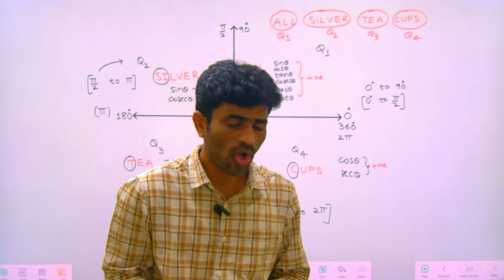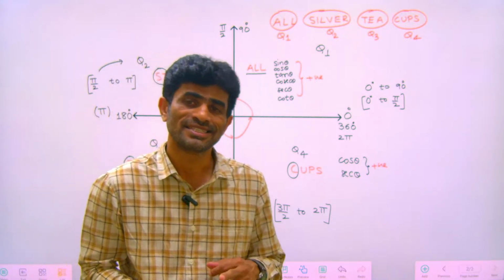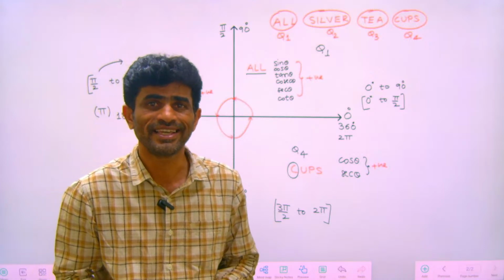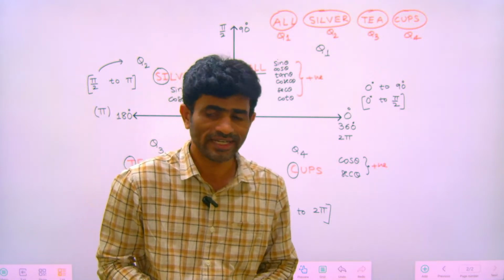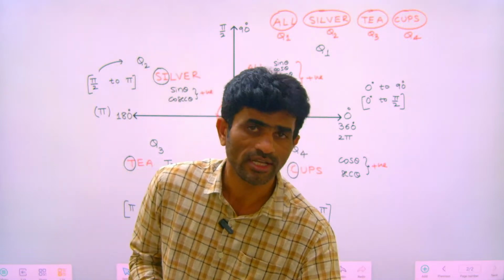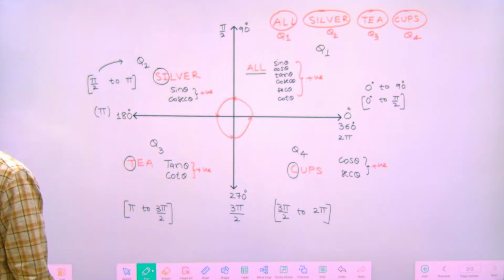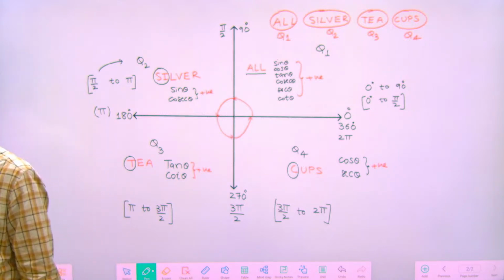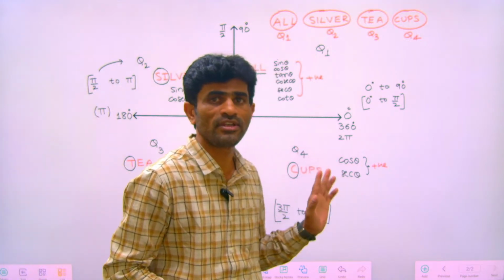So in first quadrant, all six trigonometric ratios are positive. Second quadrant, silver means sin theta and its reciprocal cosec theta are positive. Third quadrant, the word is T. The T indicates tan theta and its reciprocal is cot theta. Tan theta and cot theta are positive in third quadrant. Now fourth quadrant, we have C. C is what? Cos theta and secant theta are positive in fourth quadrant.